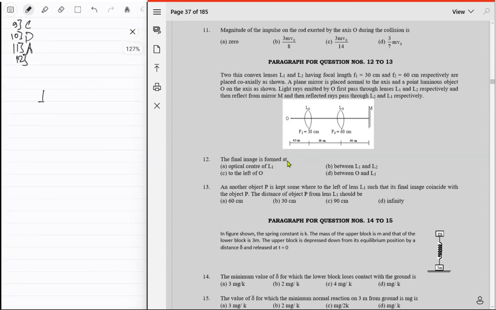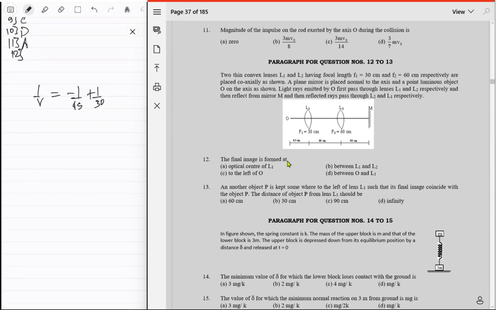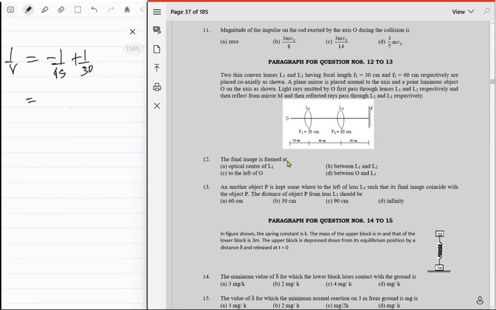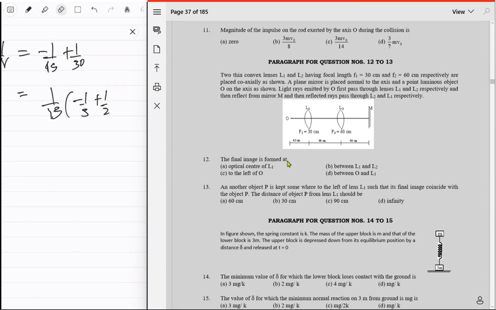So 1 upon v minus 1 upon u equals negative 1 upon 45 plus 1 upon 30. Negative 1 upon 15 common later, just what? Negative 1 upon 3 plus 1 upon 2, which is just 1 upon 6. So v equals 90, 90 away from that. So exactly here at the optic center. If that's 0, then it's infinity over there, then this must also be 0, right? Exactly. So it's just passing through it, nothing is happening really.